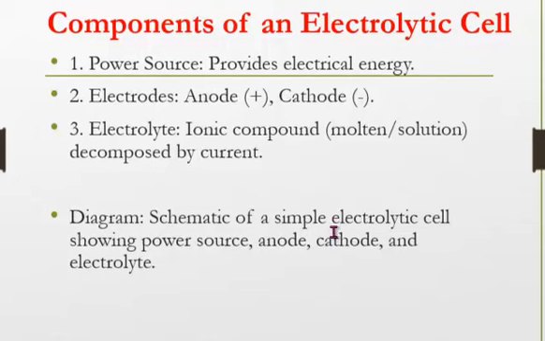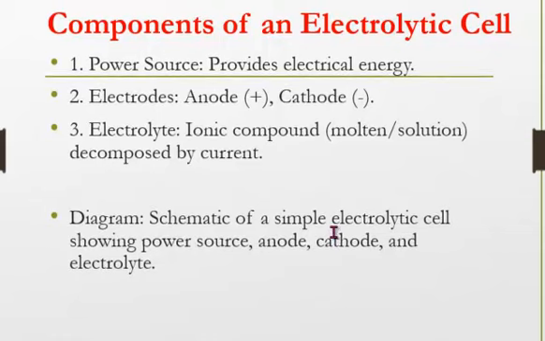Then let's look at the components of an electrolytic cell. We have the power source, which provides electric energy. Then we have the electrodes, that is anode and cathode. We've said that earlier on. And the electrolyte, we have an ionic compound, molten or in solution, decomposed by current. Diagram: schematic of a simple electrolytic cell showing power source, anode, cathode, and electrolyte.